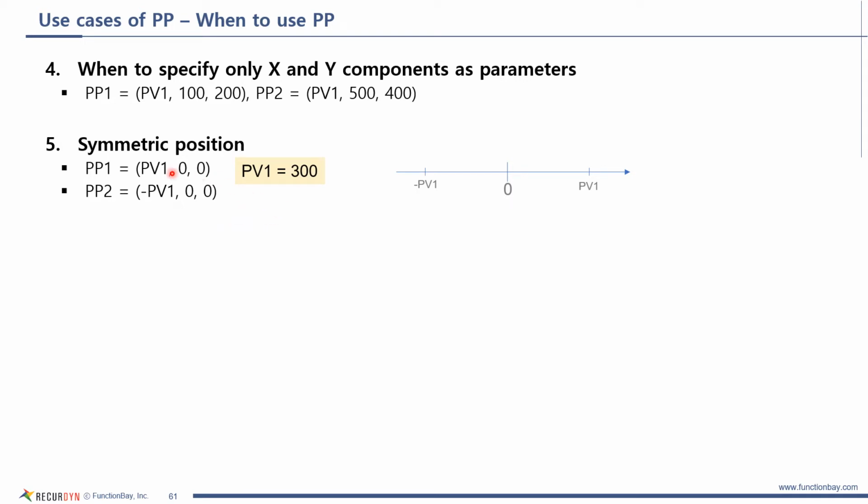As you can see, if the X coordinates of PP1 and PP2 are expressed as PV1 and minus PV1 respectively, they can be used for the symmetric coordinates with respect to the y-axis. In this way, you can define bodies or joints at the symmetric positions.